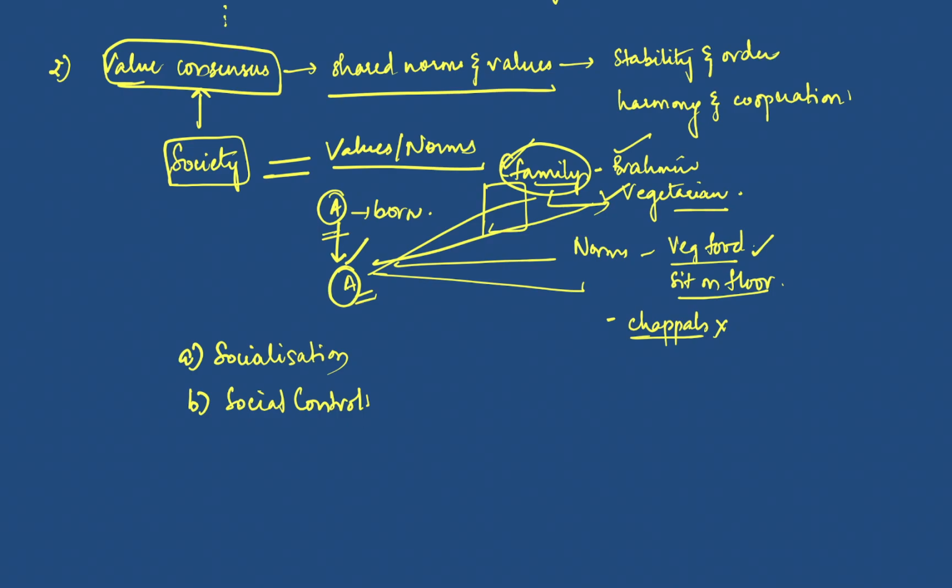Socialization basically means that whenever you're born, your family basically teaches you a lot of different values as soon as you're born, right? For example, in this case, A was born a Brahmin, and he is taught a lot of things like you should be a vegetarian, you should be sitting on the floor and having food, you should not be wearing chappal, etc., etc. So all this basically means that whenever a person is born, he's socialized by his family, right?